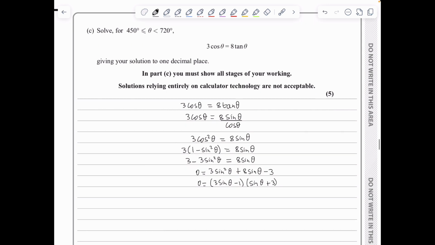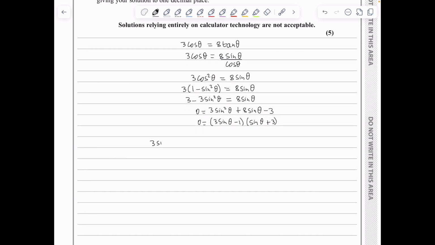So we've got 3 sine theta minus 1 being equal to 0, or alternatively sine theta plus 3 is equal to 0. Now from this second equation, we get that sine theta is negative 3, which is rejected. It's not valid because we know that sine theta takes values between minus 1 and 1. So for 3 sine theta minus 1 is 0, we get that 3 sine theta is equal to 1, and therefore sine theta is 1 over 3.